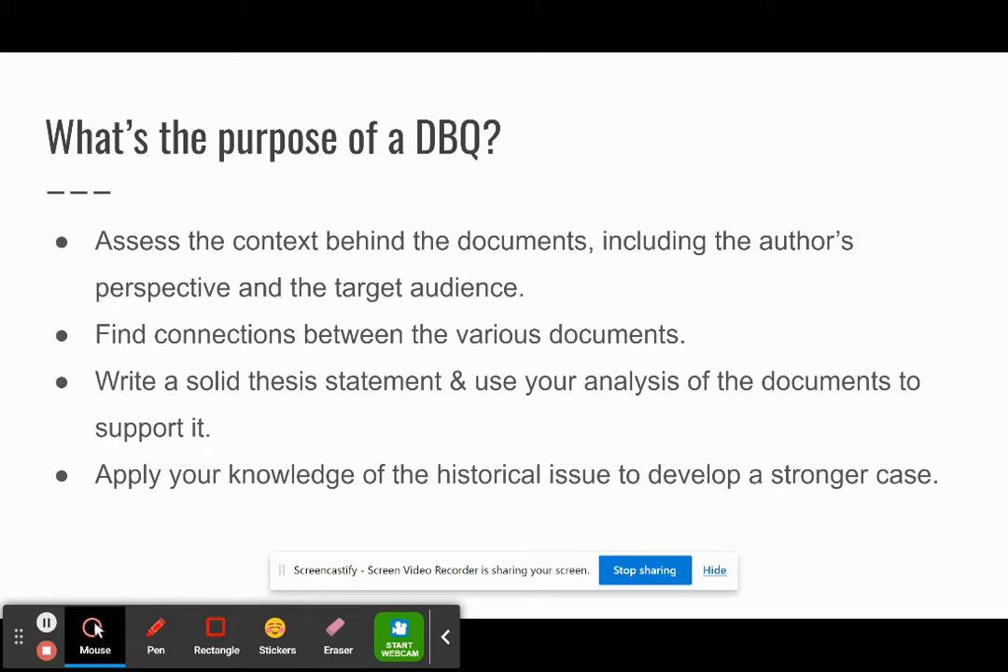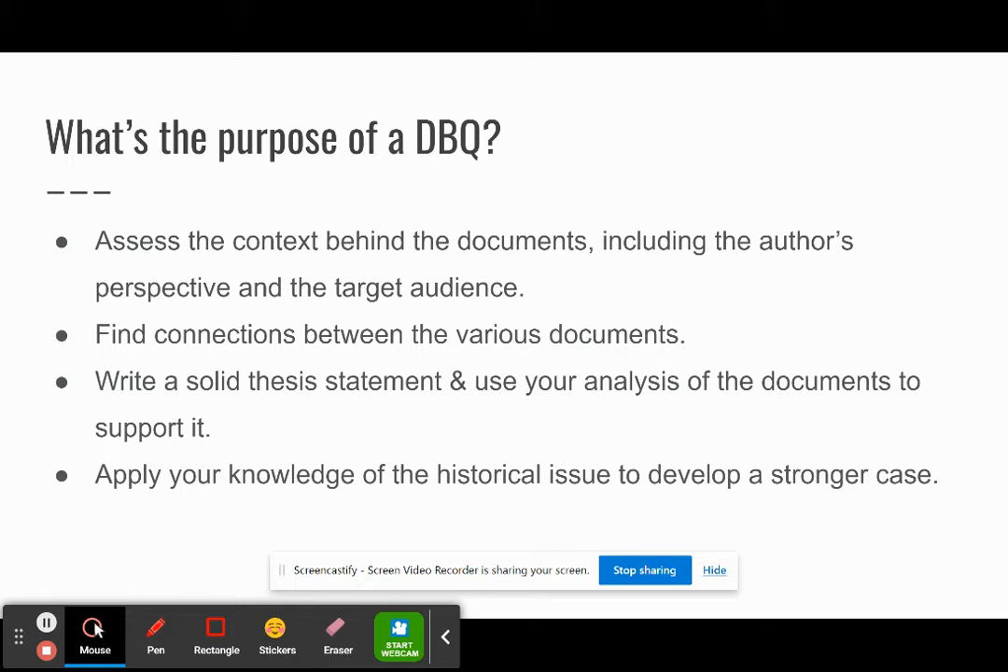The purpose of a DBQ is to assess the context behind the document, including the author's perspective and the target audience. Who did the author create this source for? It's really important because you find connections between these various documents, that these are not just 7 random documents that have been strewn together, that there's a commonality there, or one may add information to the other.